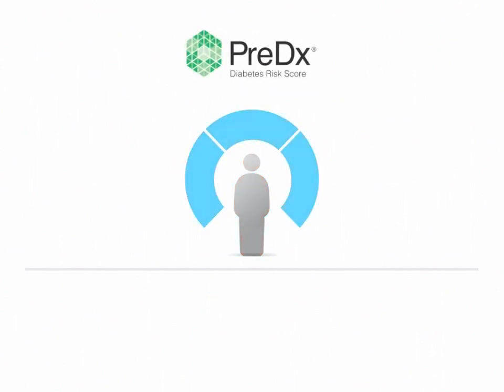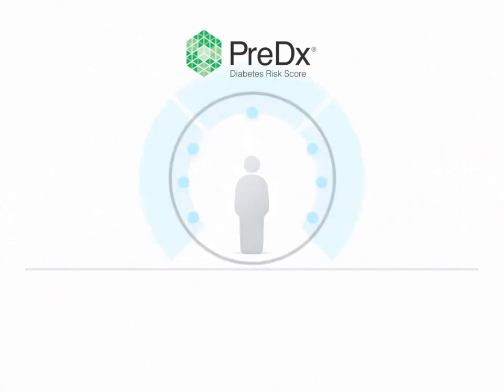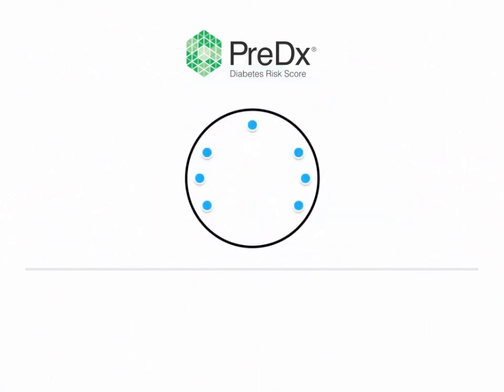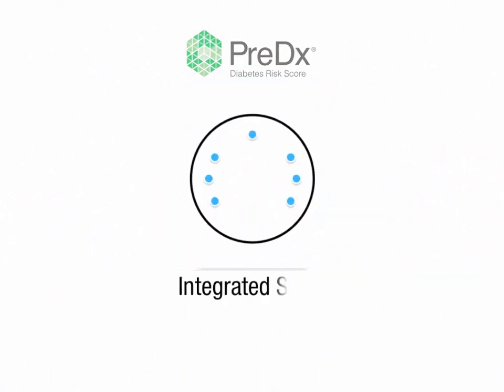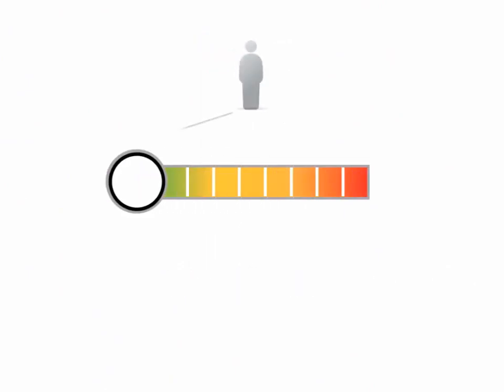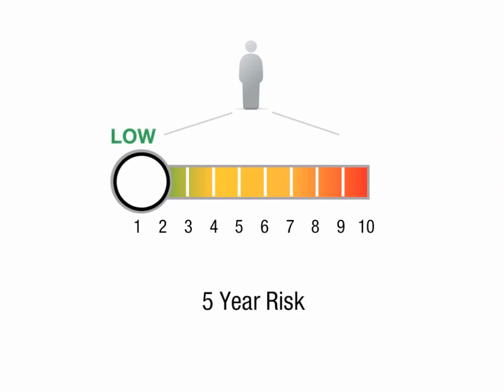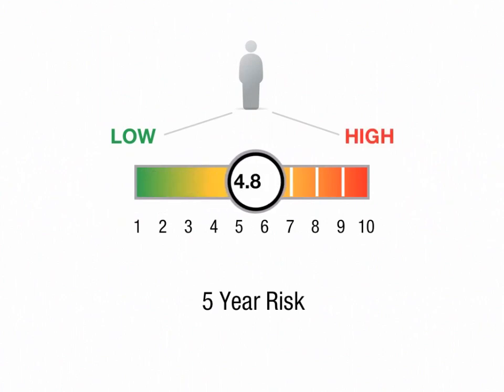PreDx DRS assesses a deeper level of information, capturing and weighing data from 7 predictive biomarkers to produce an integrated score that stratifies a patient's risk of developing diabetes on a scale from 1 to 10, where 1 indicates a low likelihood of converting to diabetes within 5 years, and 10 indicates a very high likelihood of conversion.